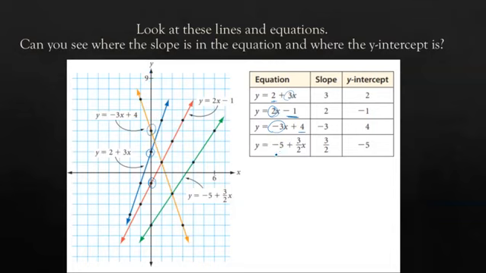The last line is our green line, negative 5 plus 3/2 x equals y. Again, our slope is the 3/2, and our y-intercept is negative 5. That means it doesn't intersect the y-axis until way down here at negative 5. That 3/2 is positive, so it is going up, but not quite as steep as 3 or even 2.